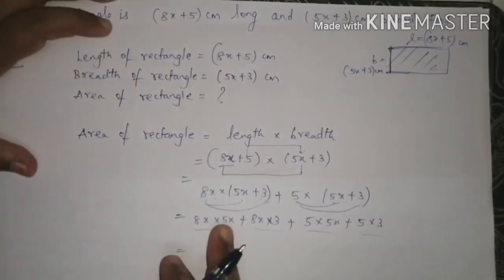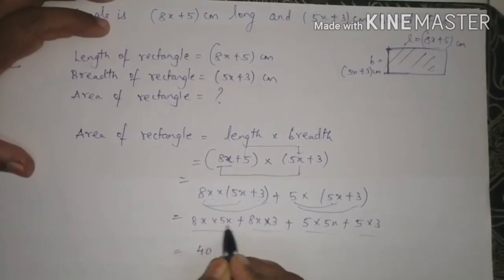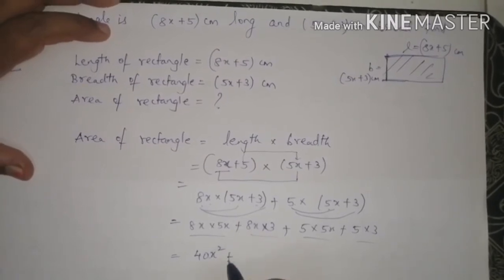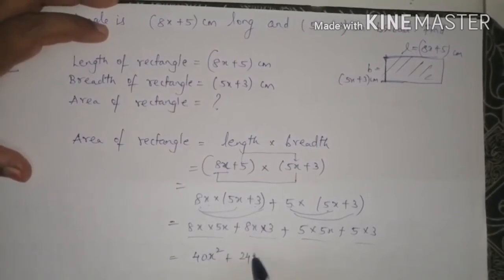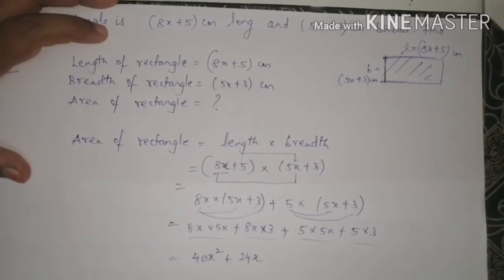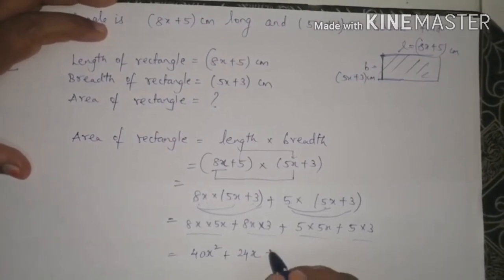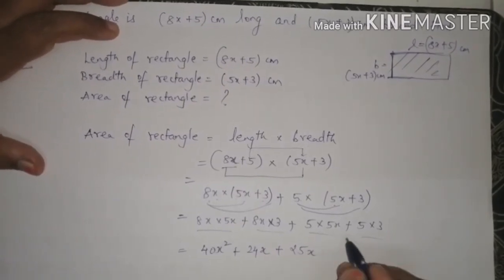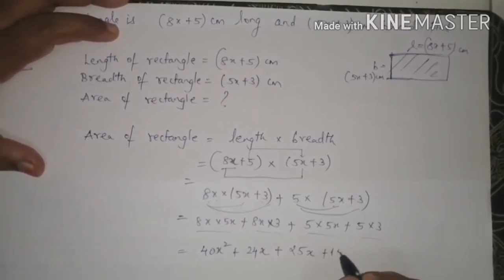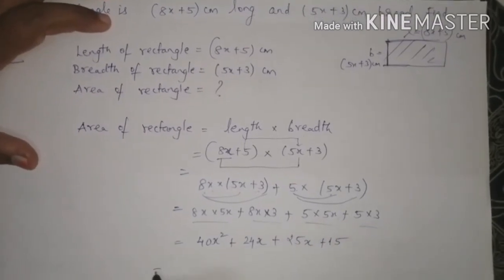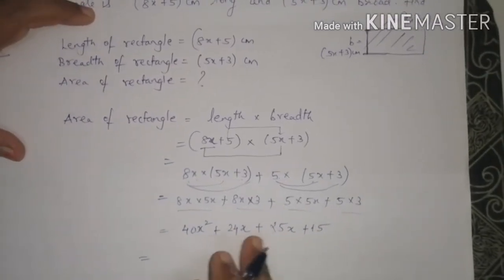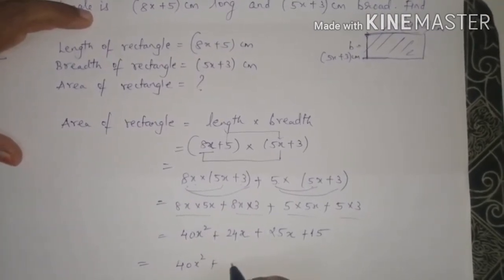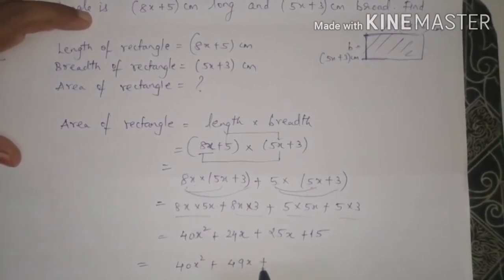Multiply the numbers first. 8 5s is 40. X into x I told you, in multiply it will become x square plus 8 3s are 24. Here x is alone, so put x as it is, plus 5 5s is 25, x as it is because only one x, plus 5 3s is 15. And between check there is like term x, so add this: 40x square plus 24 plus 25 is 49x plus 15.